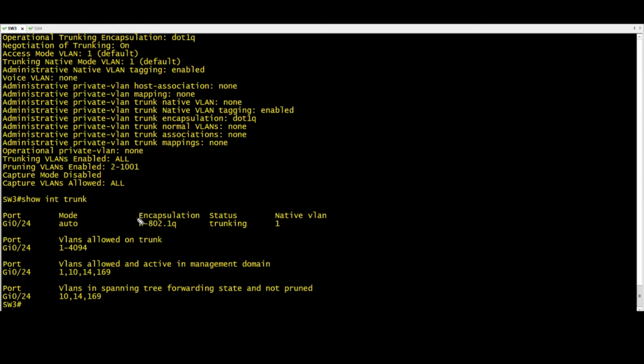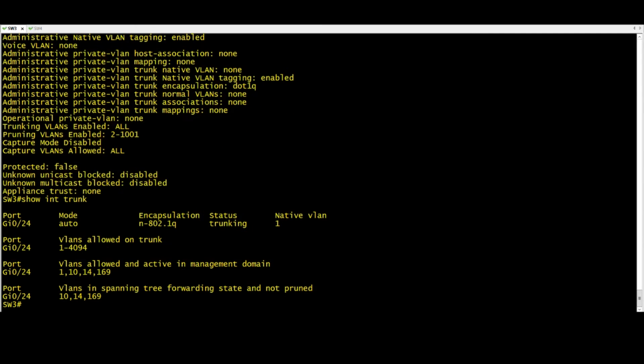We can see that it was negotiated, which is what that N represents. We can see it was using the .1Q encapsulation, because remember I set it to that on one side. It's trunking. All of the VLANs are allowed, and it tells you what VLANs are actually created locally and which VLANs are forwarding because of spanning tree.